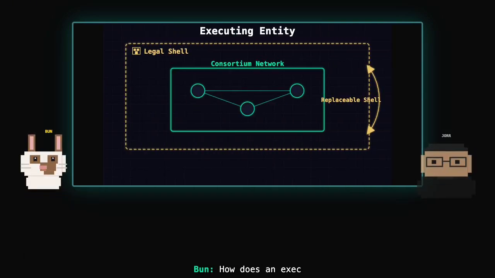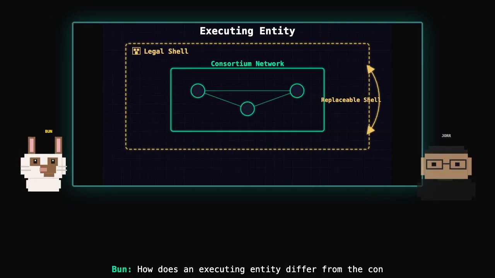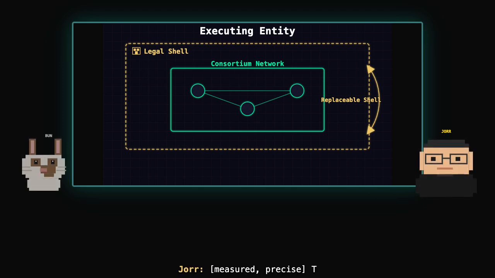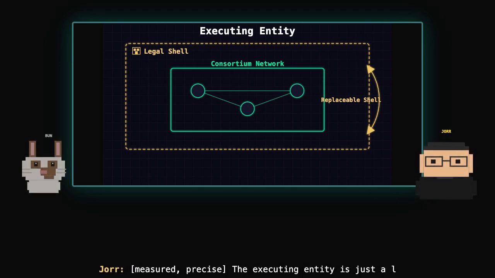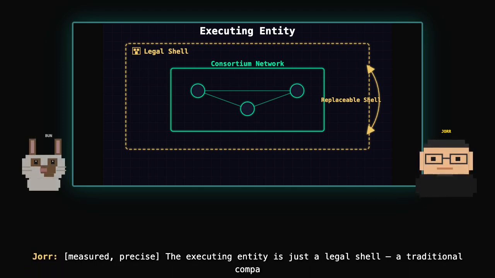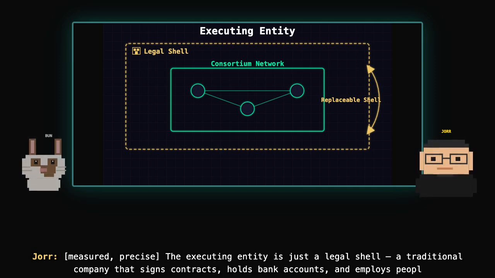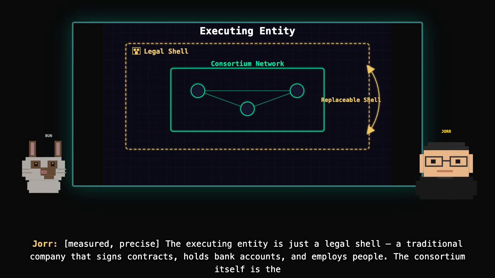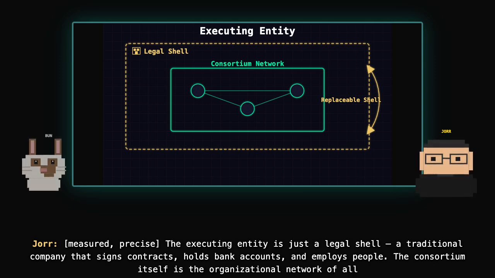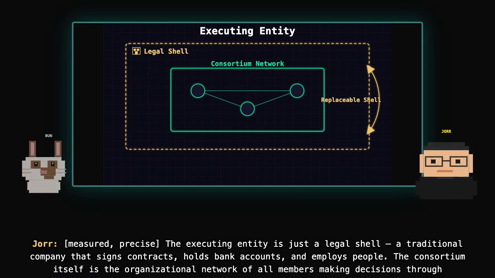How does an executing entity differ from the consortium itself? The executing entity is just a legal shell. A traditional company that signs contracts, holds bank accounts, and employs people. The consortium itself is the organizational network of all members making decisions through the institutional and action modules.